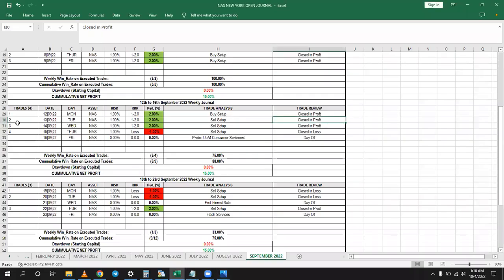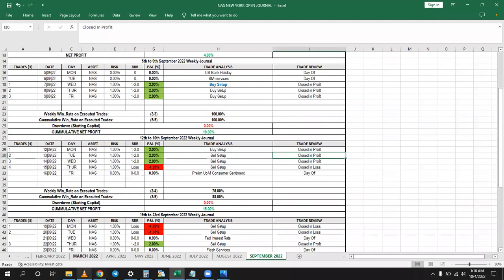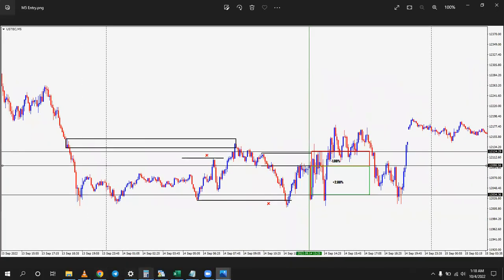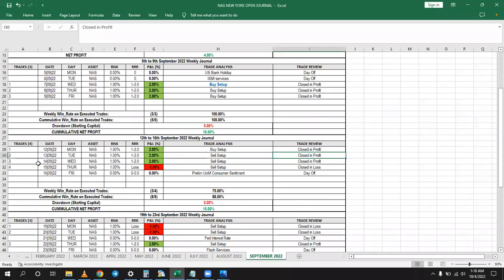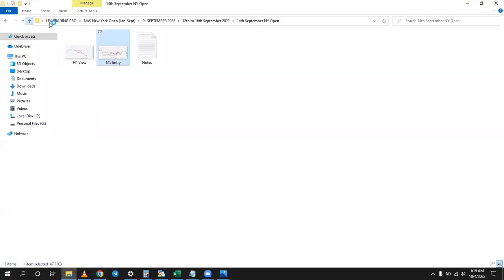Yeah, so on the 14th of September, the sell setup closed in profit. Now let's jump to our 15th. On the 15th, we had retail sales before the open, so meaning we could trade the session. Let me get the folder.